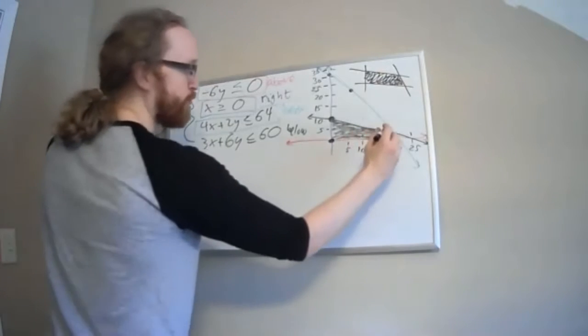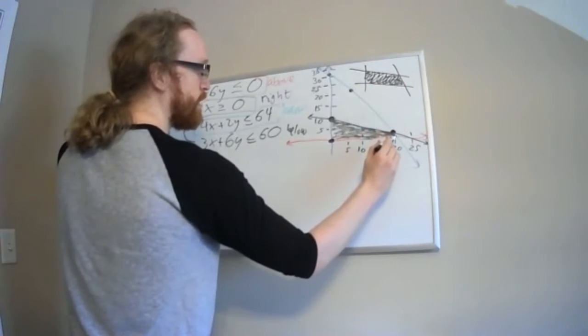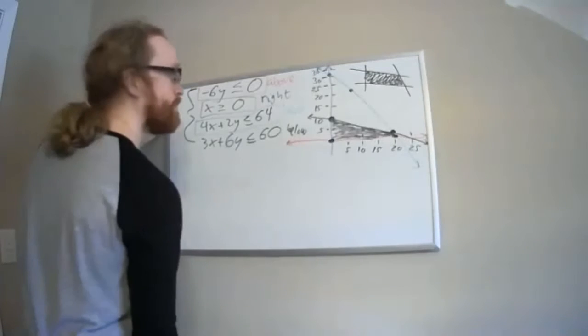But there should be two corner points over here. There's one that's an intersection between the black line and the green line. And there's one that's an intersection between the red line and the green line. So I get 4 corner points. Okay.